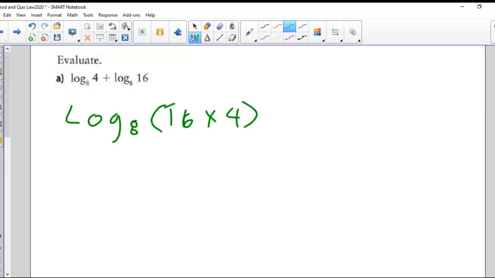Right? That's what it is. It's the log base 8 of 16 times 4, because the product law says if I'm taking the log of two things being added together, I can multiply them together. So what I'm looking for is the log base 8 of 64. Does anybody know the answer to that without a calculator? If I said do this without a calculator, absolutely it's equal to 2.